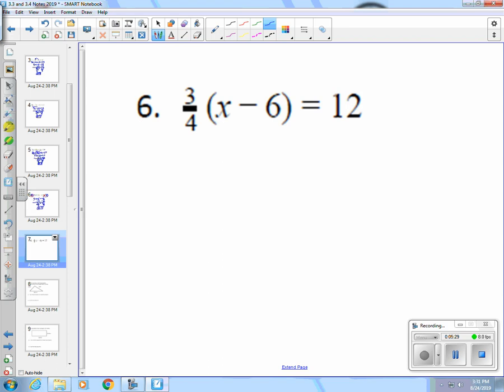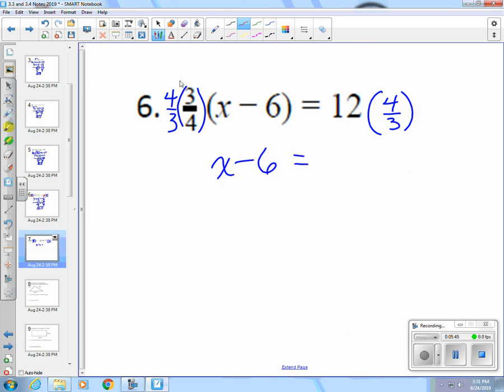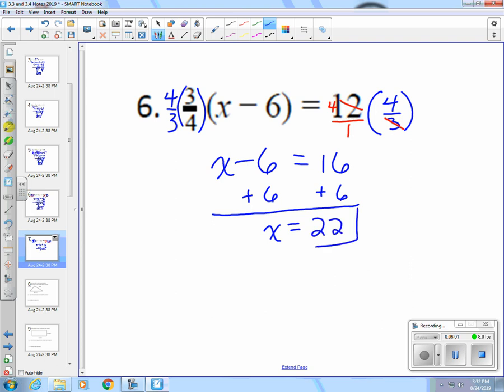Number 6, we have that fraction again. So let's go ahead and multiply by 4/3 on both sides. The two fractions will cancel each other out, so we're left with x minus 6. And on the left-hand side, again, if you think of that as over 1, we can do a little canceling, and that'll give us 4 times 4, which is going to be 16. Now we can just add 6 to both sides, and we'll have x equal to 22.